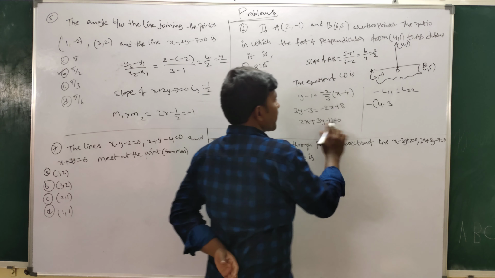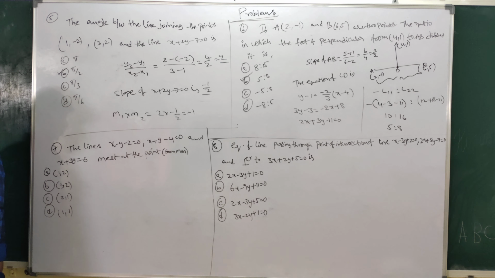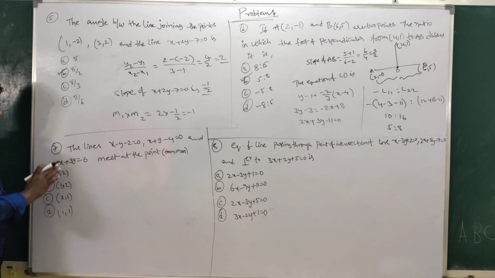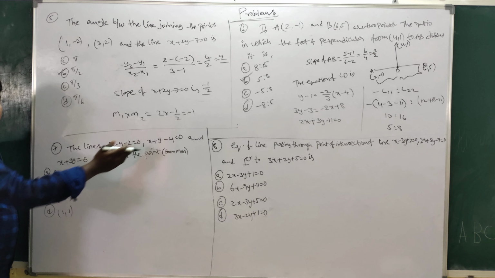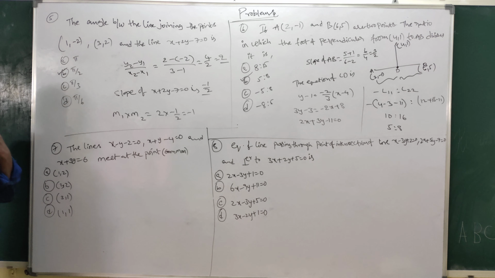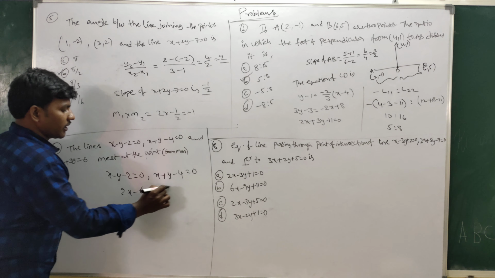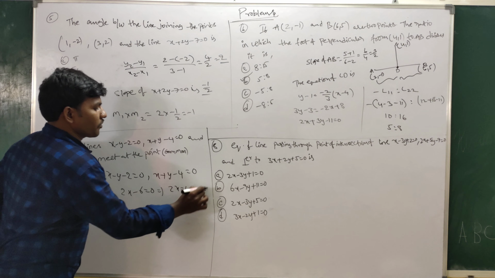Next question. The lines x minus y minus 2 equal to 0, x plus y minus 4 equal to 0, and x plus 3y equal to 6 meet at the point, common point. Simply, first of all, we solve these two equations. x minus y minus 2 equal to 0, x plus y minus 4 equal to 0. First of all, I have these two lines equations. Y cancels. 2x minus 6 equal to 0. That implies 2x equal to 6. That implies x equal to 3.